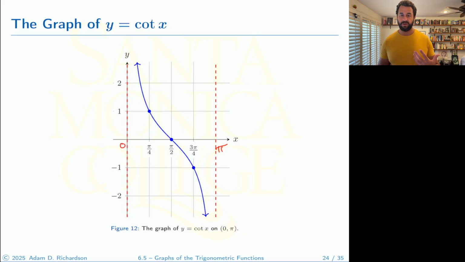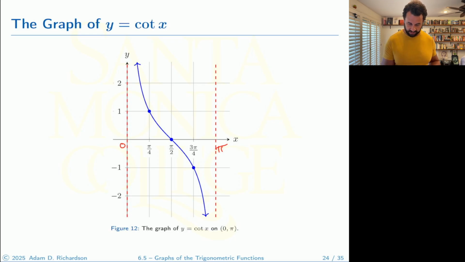You're reciprocating the function, not just flipping it upside down, okay? So beware of that, beware. And this is what it looks like. Key points: 0, pi over 4, pi over 2, 3 pi over 4, and pi. And then remember the sign, like the plus or minus, is going to be the same as tangent.